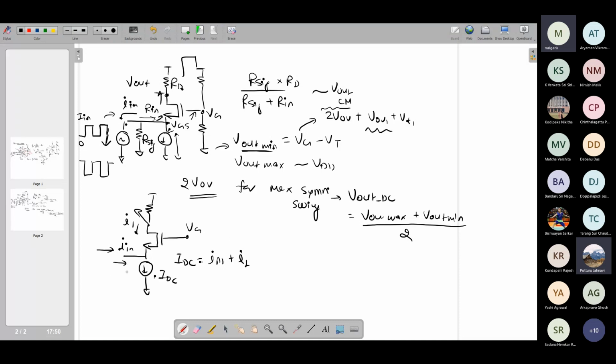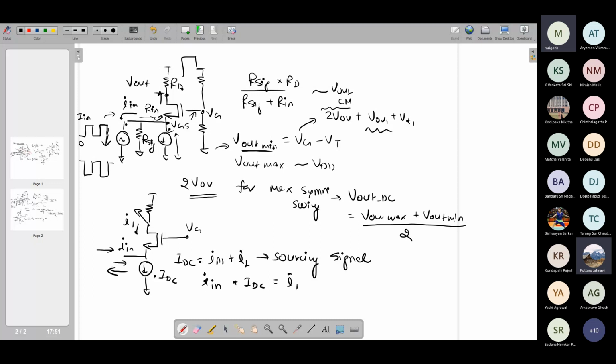If the signal polarity is opposite, that means it is extracting current. So once again, this is for the sourcing signal. That means the signal is sourcing current. And in the opposite case, what will happen? You have I signal or I in plus IDC equal to I1, the MOSFET current.